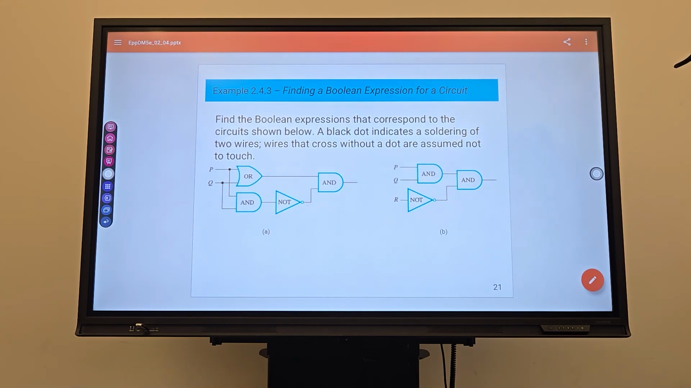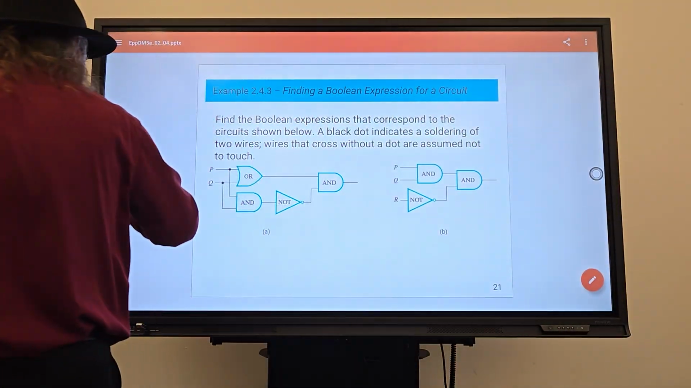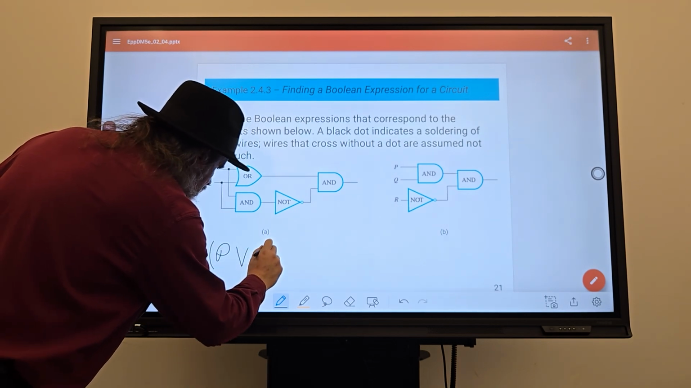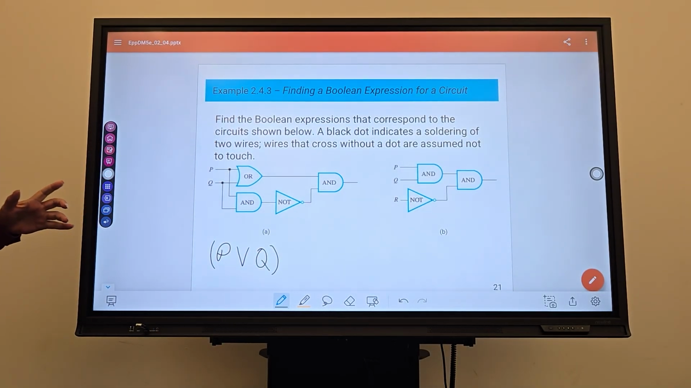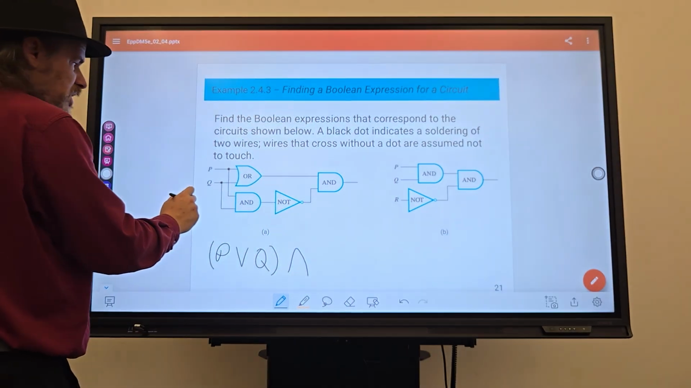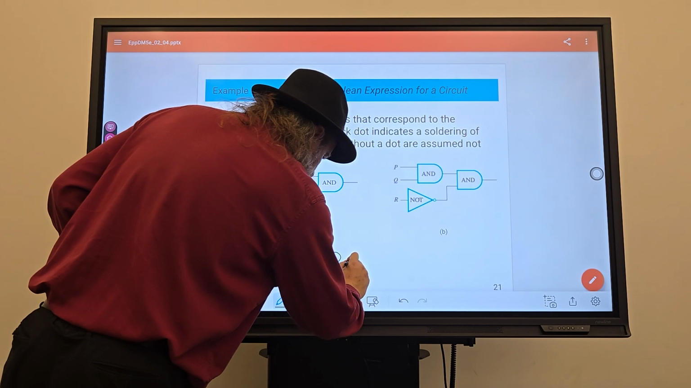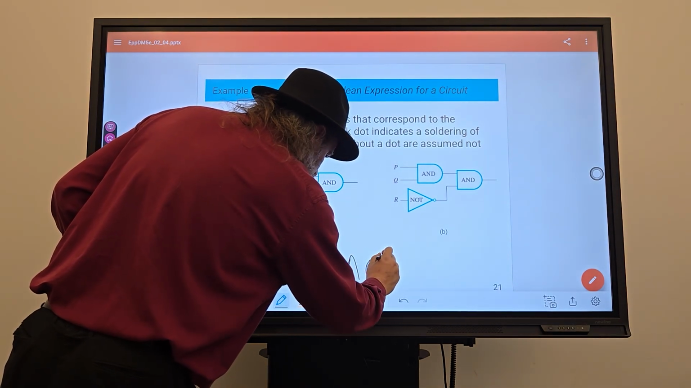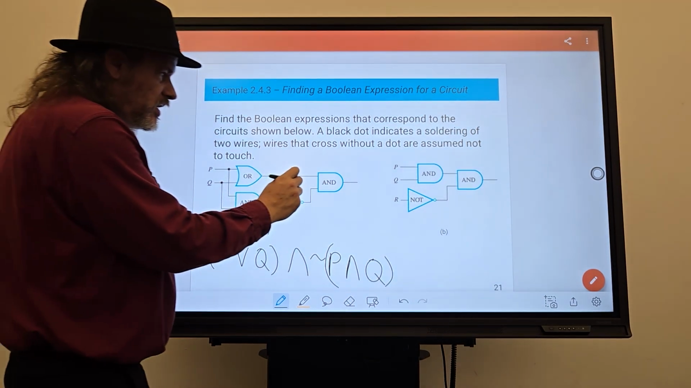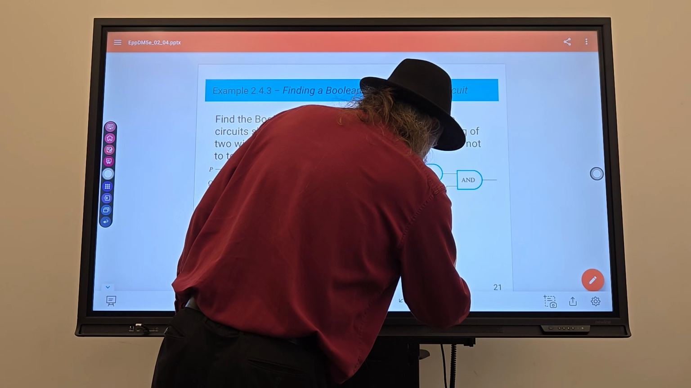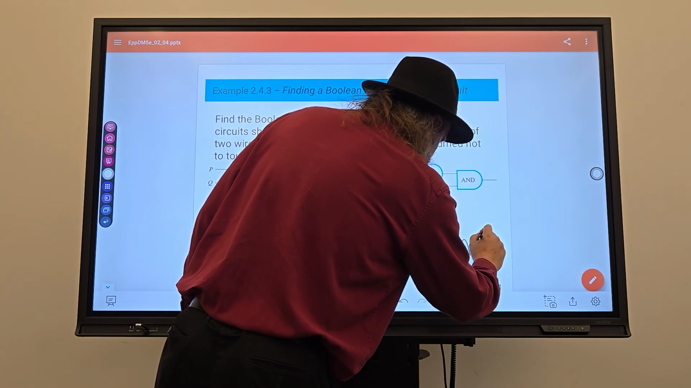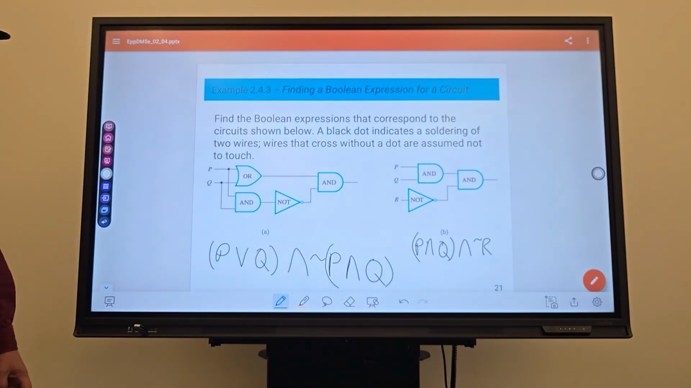So here's my stylus. So this would be P or Q in parentheses because it's a gate and it's done together, ANDed with P and Q, which is then inverted. And this is P and Q and R not.